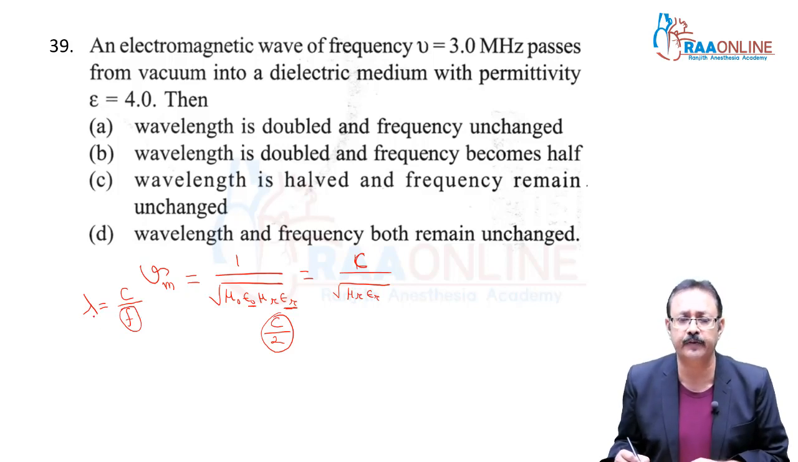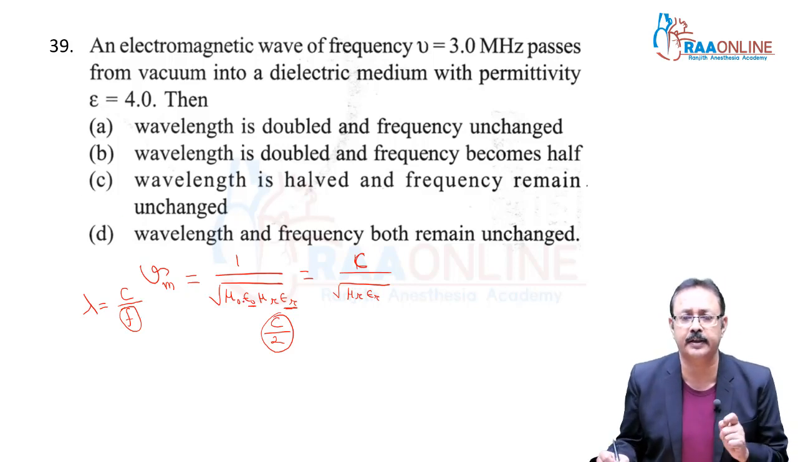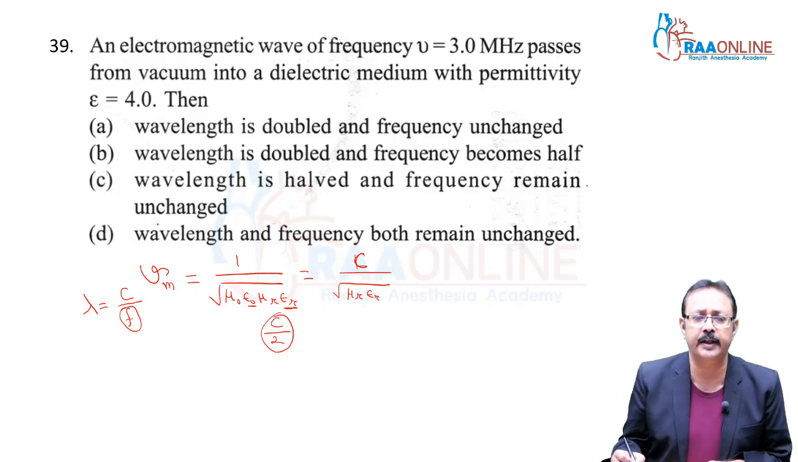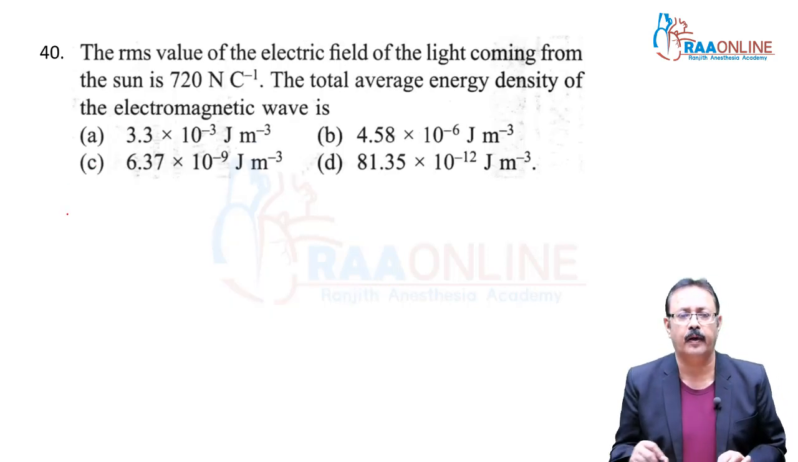So which answer do we have to go with? Wavelength half and frequency remains unchanged, because only one factor they are saying is changing. Permittivity is changing and it is becoming 4 times. So we will go with option C.